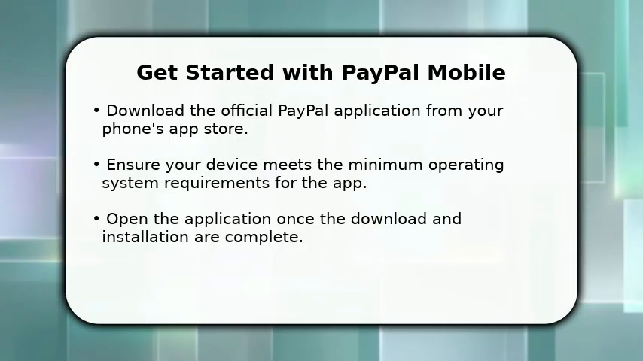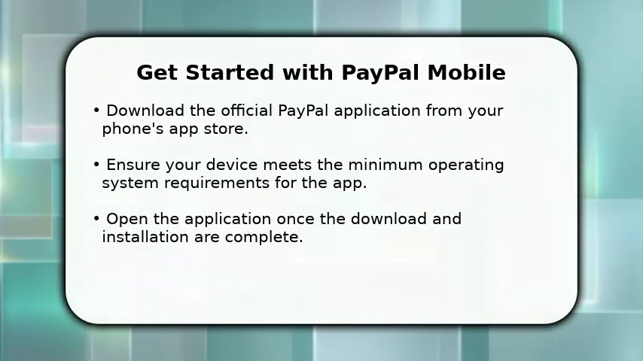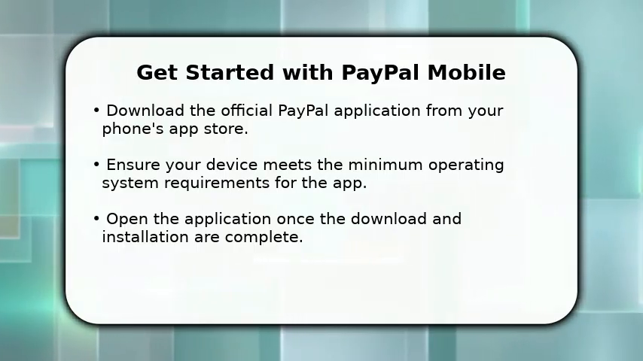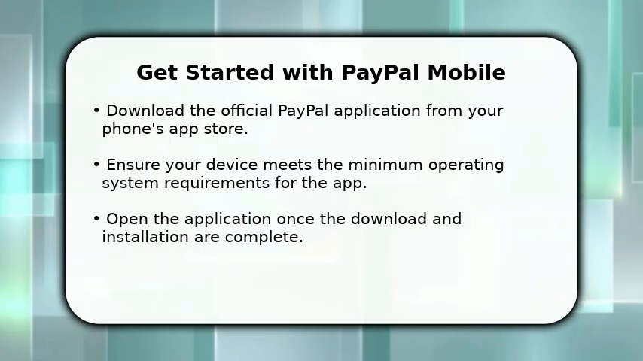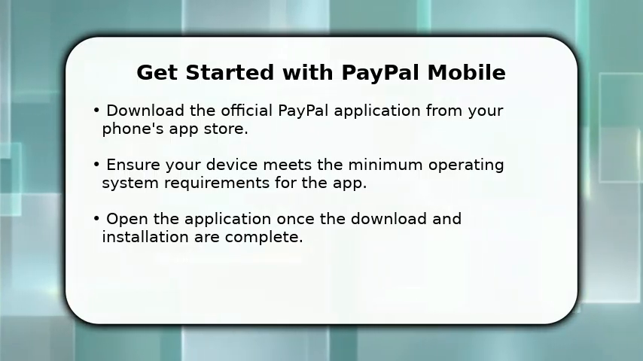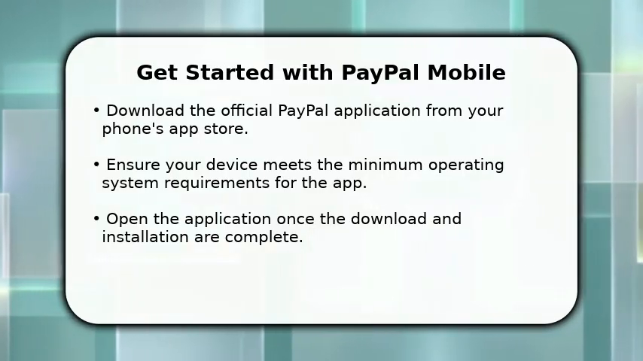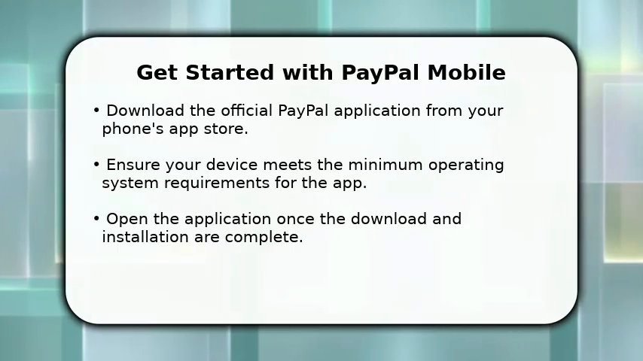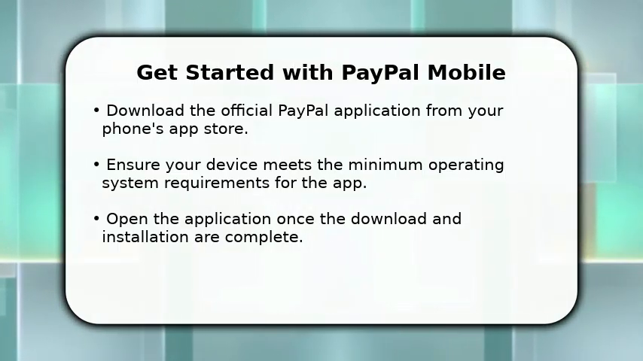In this video, I will explain how to set up PayPal on your phone. First, head to your phone's App Store, whether it's the Apple App Store or Google Play Store, and search for PayPal. Download the official application to your device. It's crucial to use the authentic app to protect your financial information. Once downloaded, simply tap the icon to open it and begin the setup process.